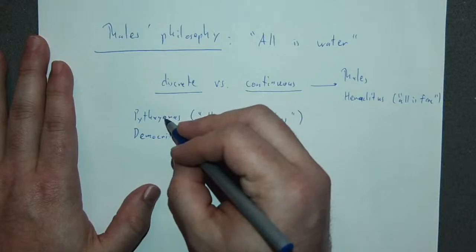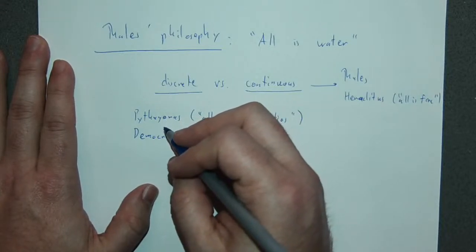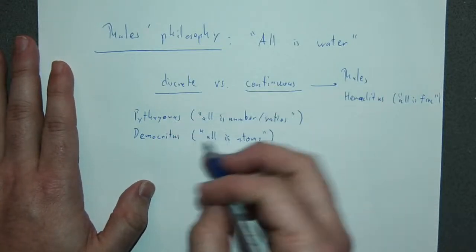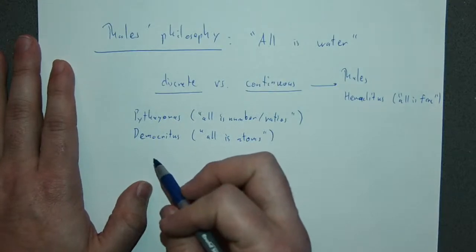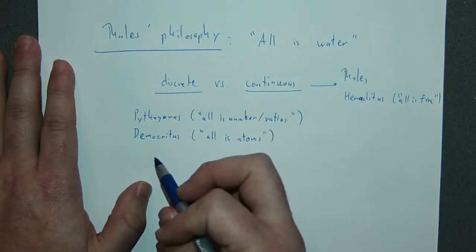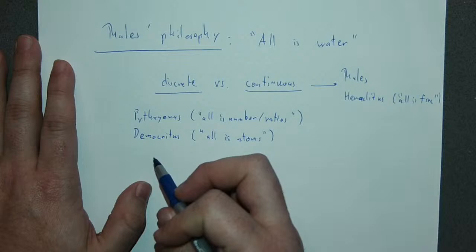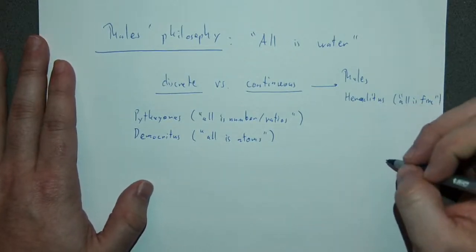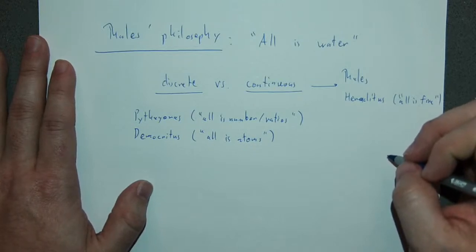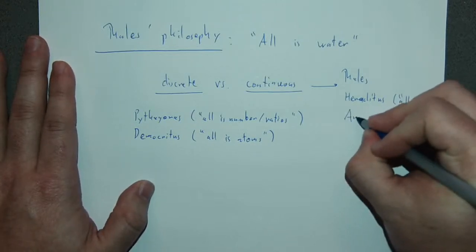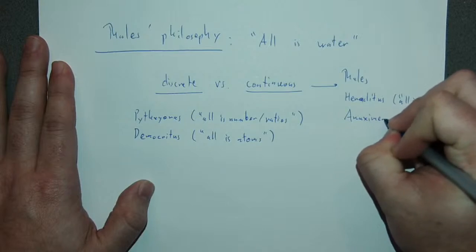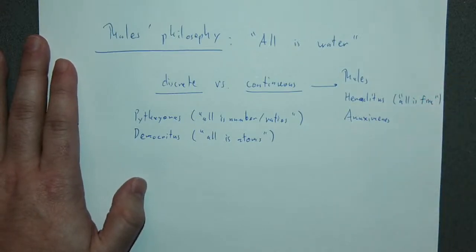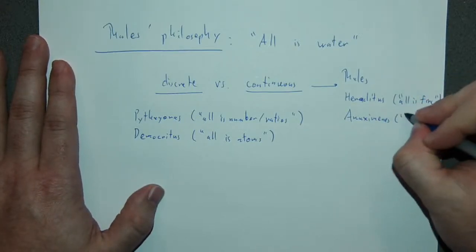Heraclitus, so Pythagoras was from 570 to about 500. Democritus was in the 500s as well. Heraclitus was roughly 500 BC, and Anaximenes was 550 BC. So Anaximenes is another. Okay. Who said all is air.